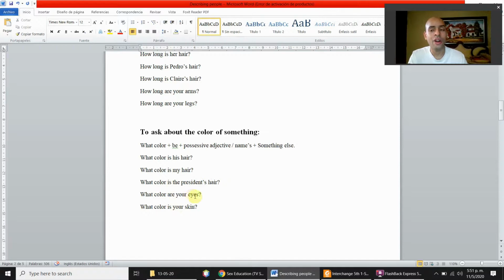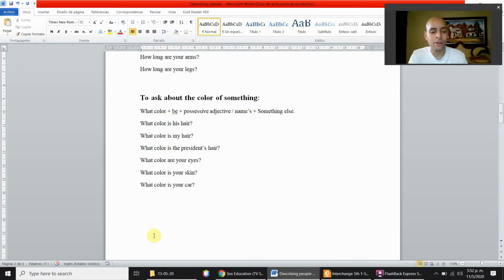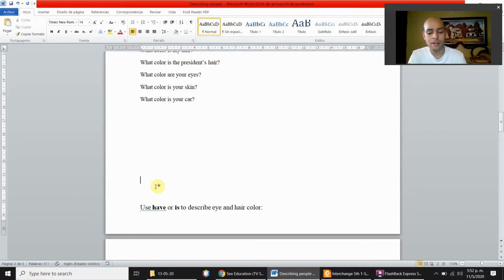What color are your eyes? What color is your skin? Your skin, what color? And as I explained, you can use this for anything. What color is your car? Asking about the color of your car. So you not only use this for parts of the body, but for anything.